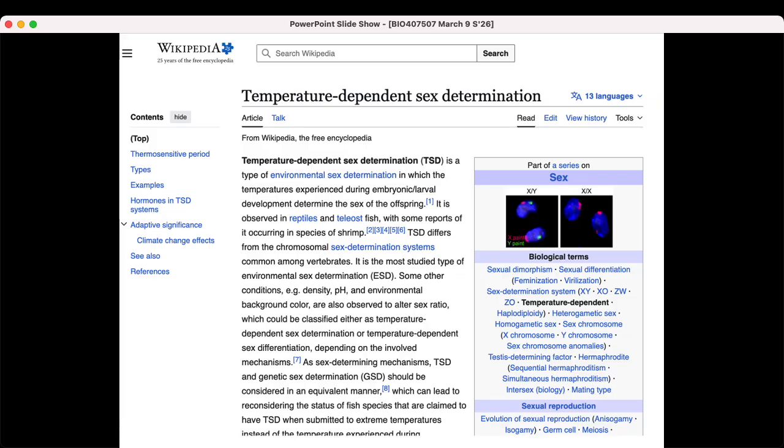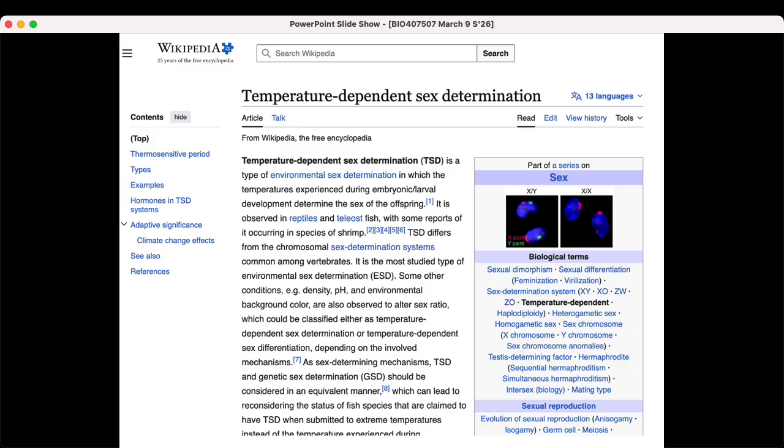So is there an example of that in mammals? Doesn't look like it based on Wikipedia. So that brings us as biologists to thinking about a certain group of organisms, right? And then it says temperature sex determination differs from the chromosomal sex determination system common among vertebrates. It's the most studied type of environmental sex determination. Some other conditions, density, pH, environment, background color, are also observed to alter sex ratios. We already have an example of that, right? The fish, right? So this is all really interesting because people study this reptile one a lot, right?